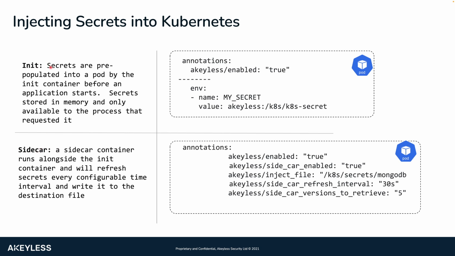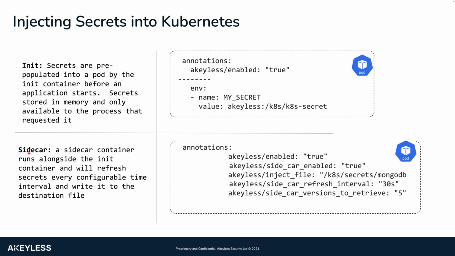The first operation mode of secret injection is the init container. In this mode, secrets are pre-populated into a pod before an application starts as part of the pod lifecycle. The webhook looks for annotations that correspond to a specific schema. It then adds the init container that authenticates and does the work. The application then reads the secrets from the Akeyless Vault through environment variables. At the moment of starting up the application, that's when the application needs to read the environment variables, and this happens right at startup.